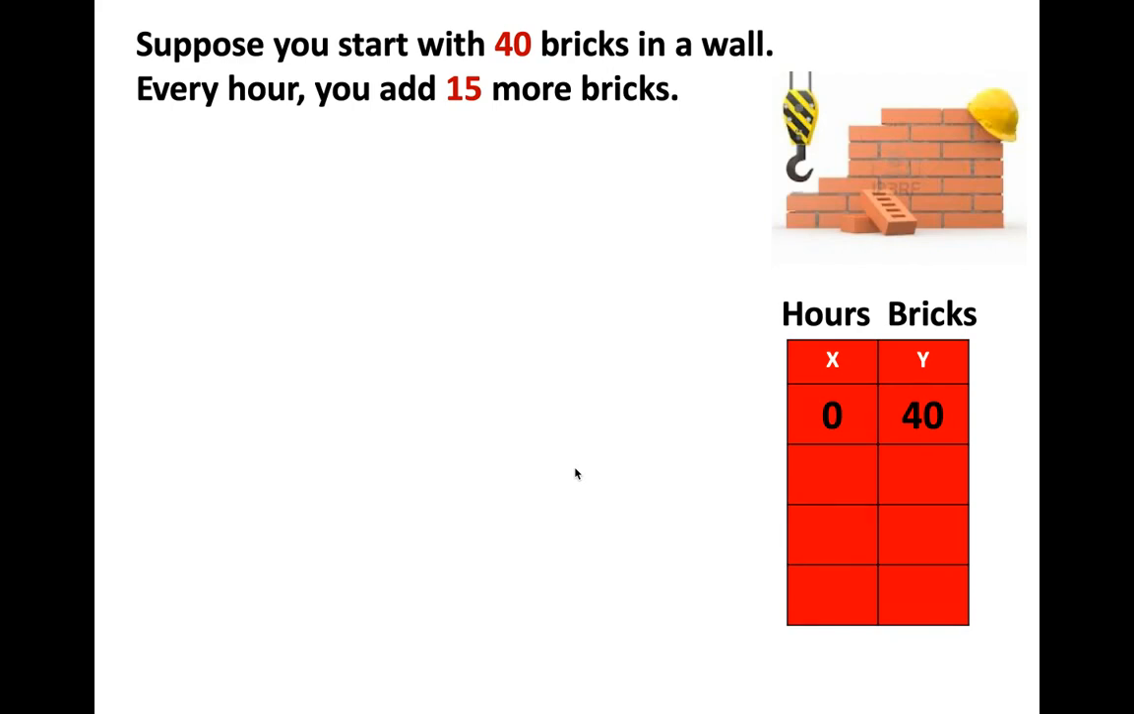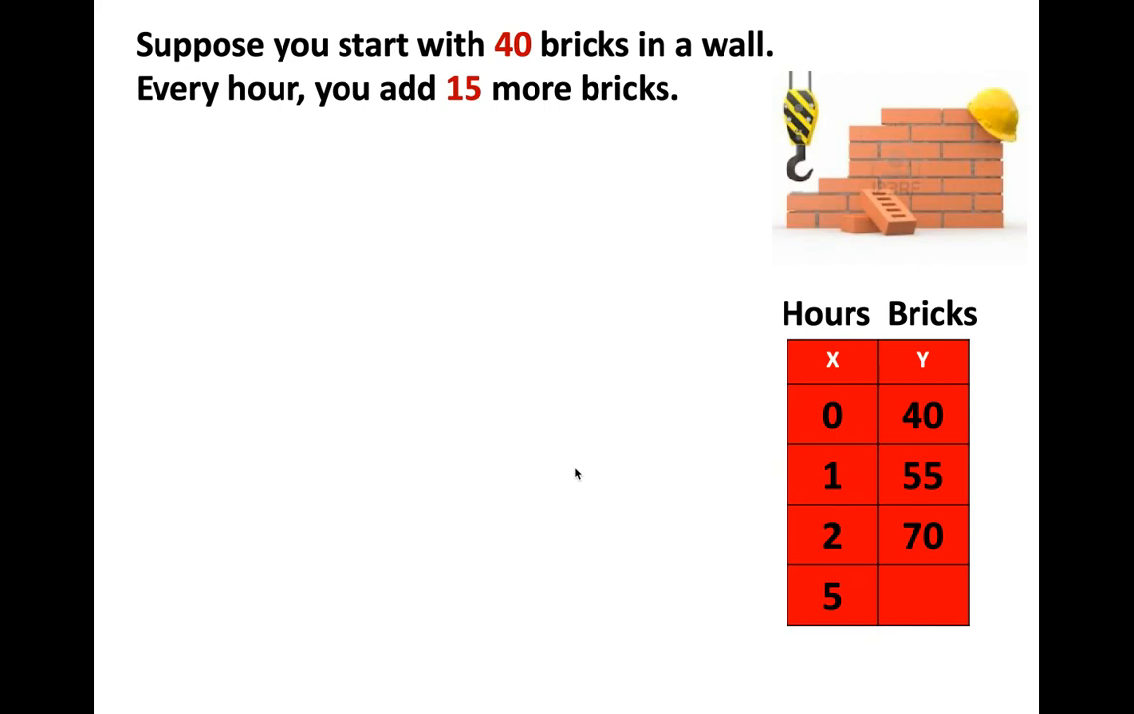Now, every hour you add 15 more bricks. So let's look at 1. If every hour you're adding 15, what is Y going to be? How many bricks do we have? Well, we had 40. We just added 15. 55. Well, what about 2? We started with 40. After the first hour, we had added 15. So after the second hour, we're going to add another 15. So that's going to be 70.